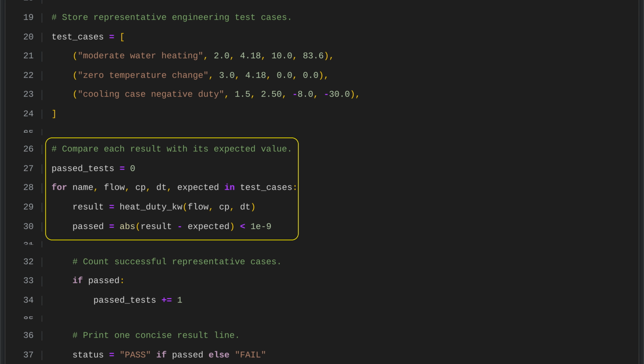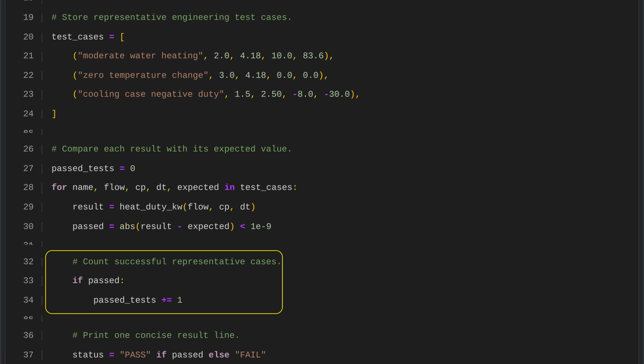The test process begins with a pass counter set to 0, then checks each test case in turn. For each case, it uses the given mass flow rate, specific heat capacity, and temperature change to calculate heat duty with the heat duty function. The result is compared with the expected value, allowing a tiny tolerance for floating point rounding. If the difference is small enough, the test is considered passed.